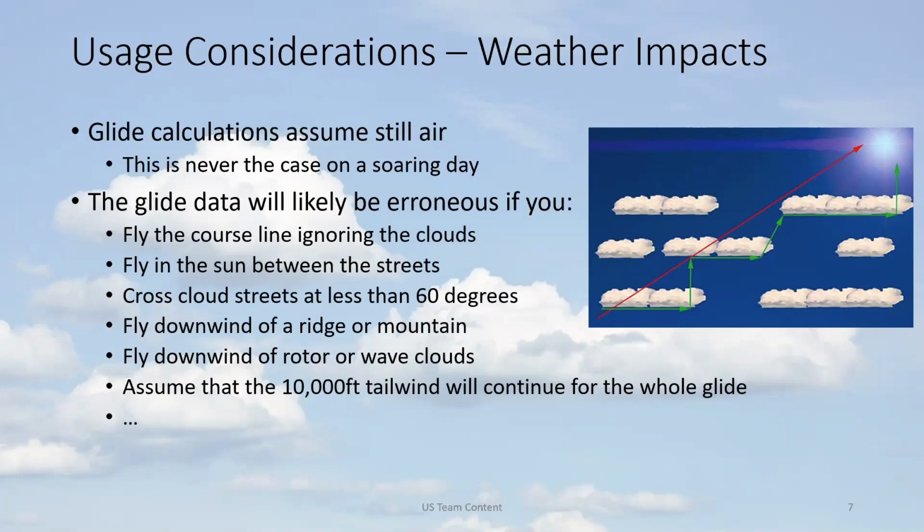You've got to pay attention to, are you on the downwind? If you're trying to do a final glide through the downwind part of the sky, the downwind of the wave cloud is going to be sinky. So you don't want to do that. You want to be on the upwind side of the wave clouds if you're doing your glides. So these are all things that you have to factor into the usage of these glide calculators.